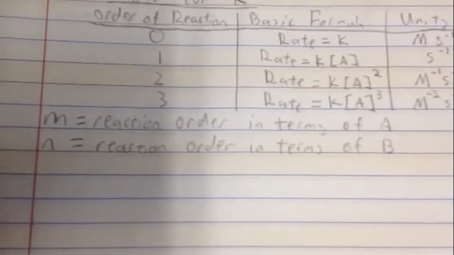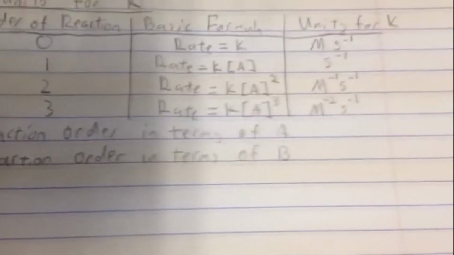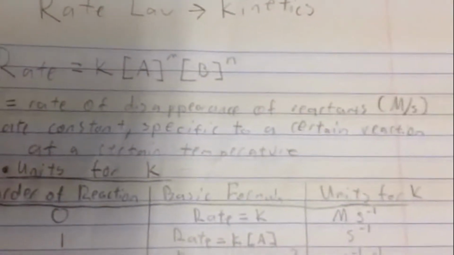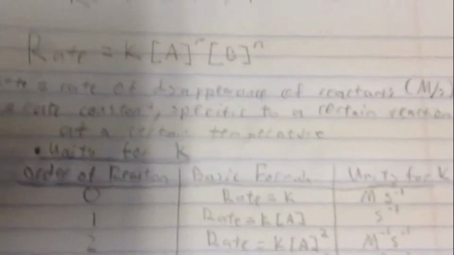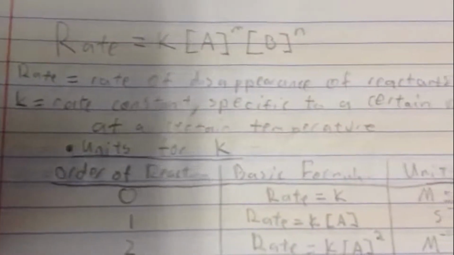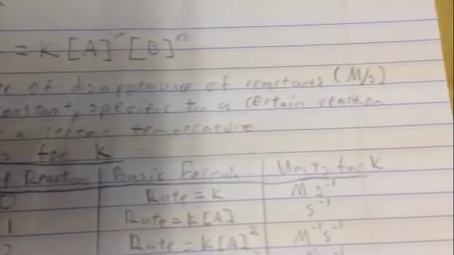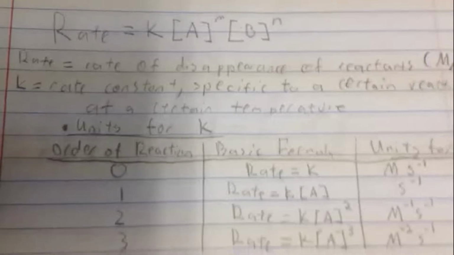We'll skip down to M and N. Those are the reaction orders in terms of A and B. And A and B, by the way, are always going to be the reactants. It's never the products. K is the rate constant specific to the reaction and at a certain temperature.